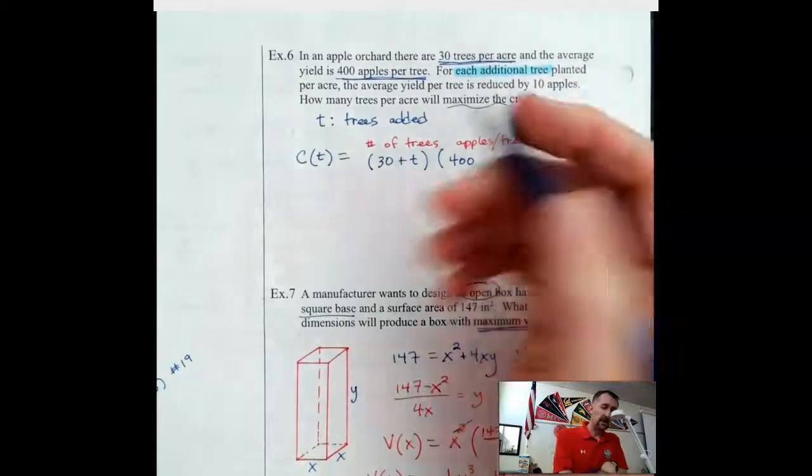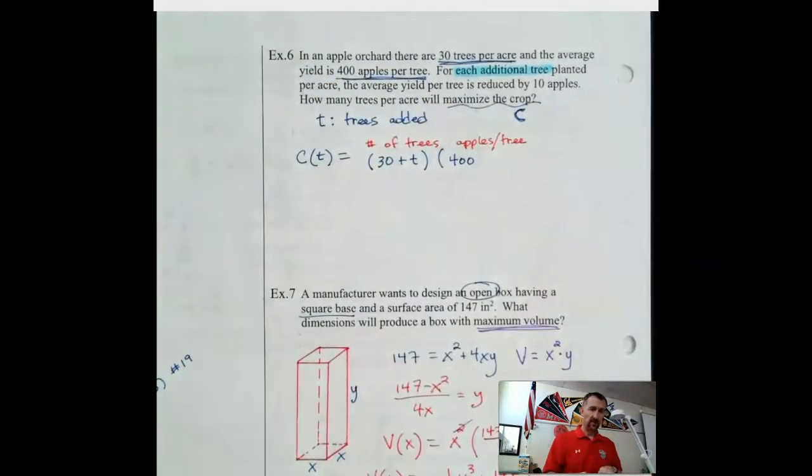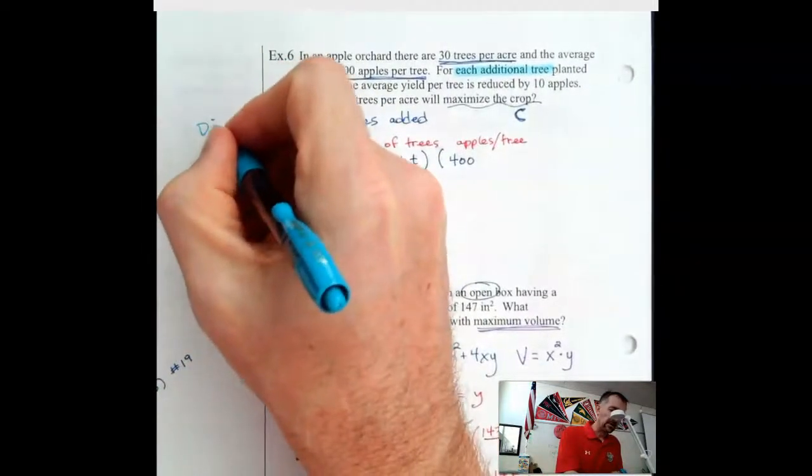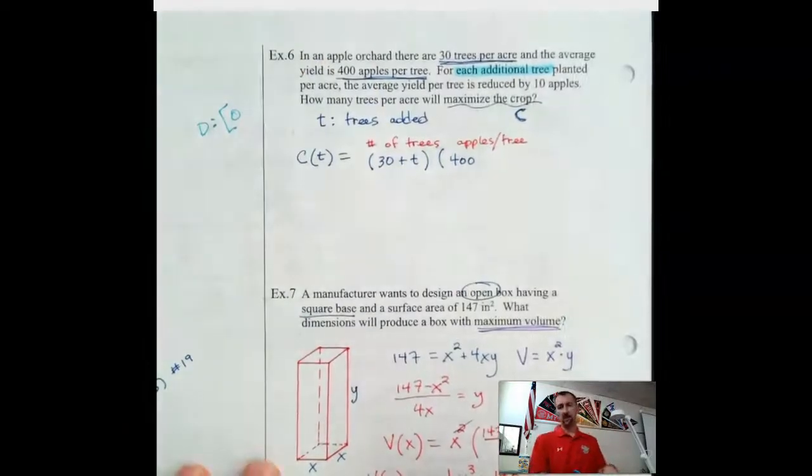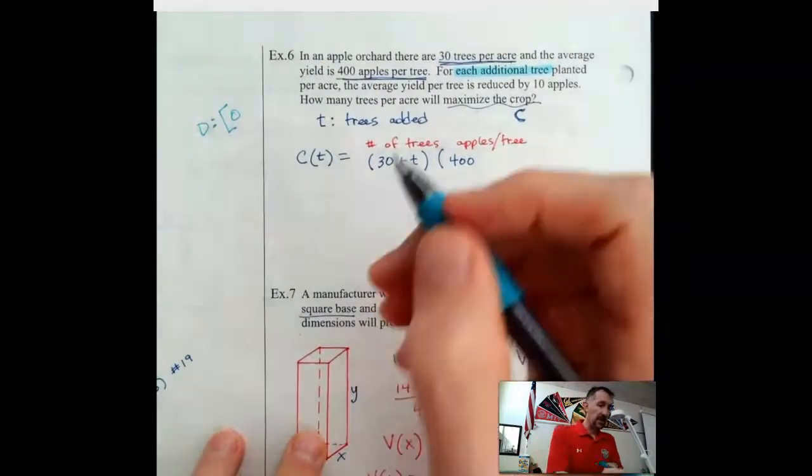So if you think about it, I didn't talk about the domain again, but the domain, it might be best not to add any trees at all. So we might not want to add any trees.